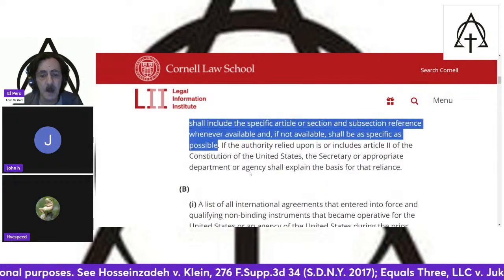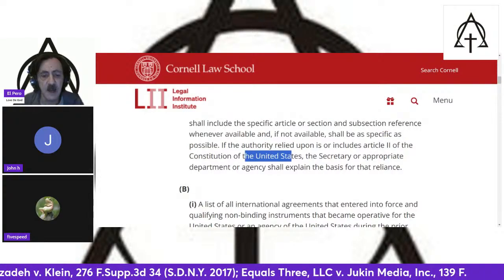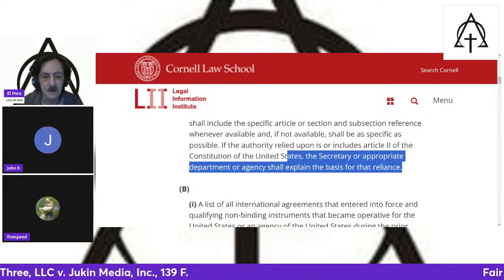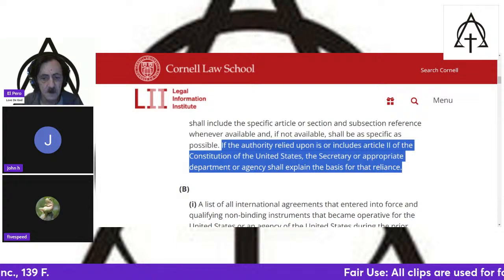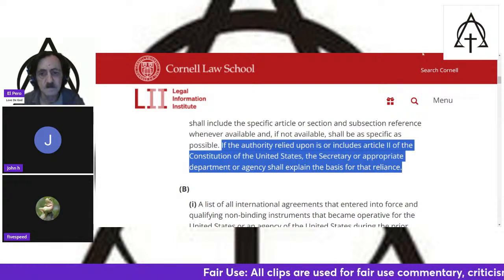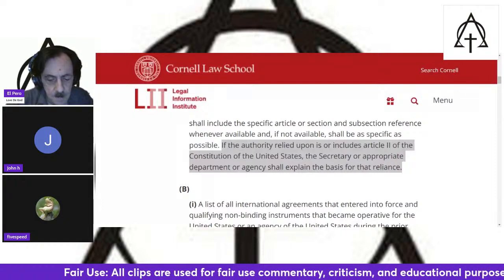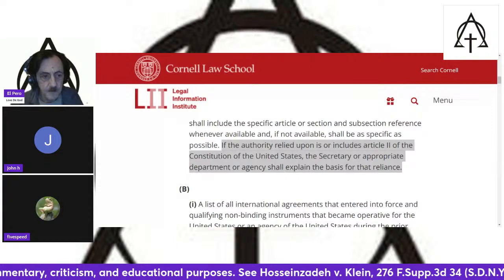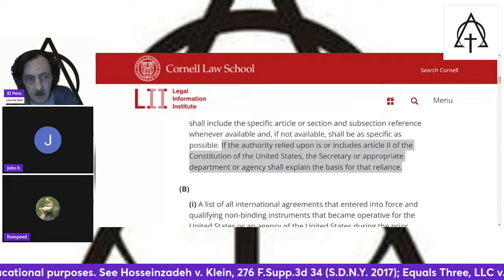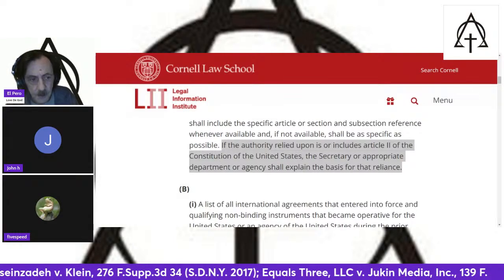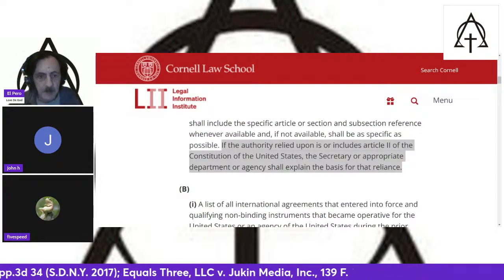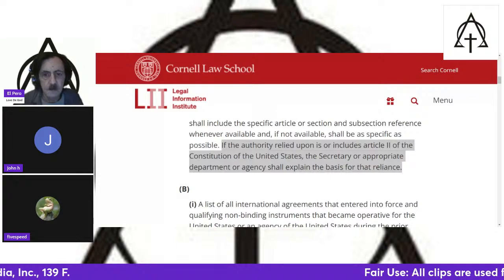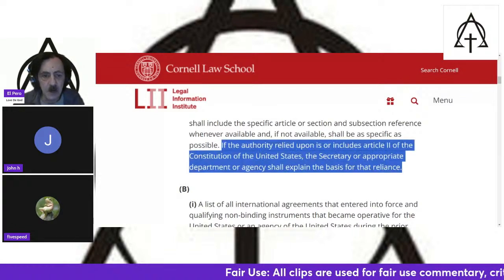If the authority relied upon is or includes Article 2 of the Constitution of the United States, the Secretary or appropriate department or agency shall explain the basis for that reliance. What's Article 2, folks? Article 2. The executive power shall be vested in a President of the United States of America. The executive power.